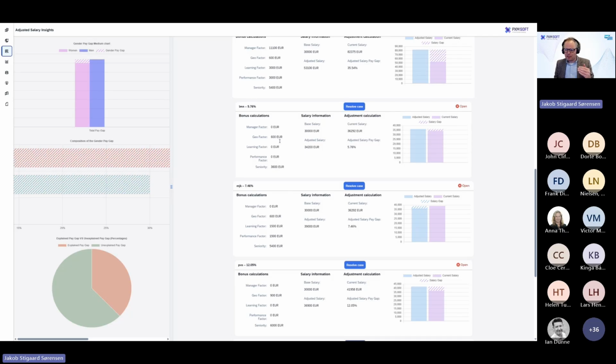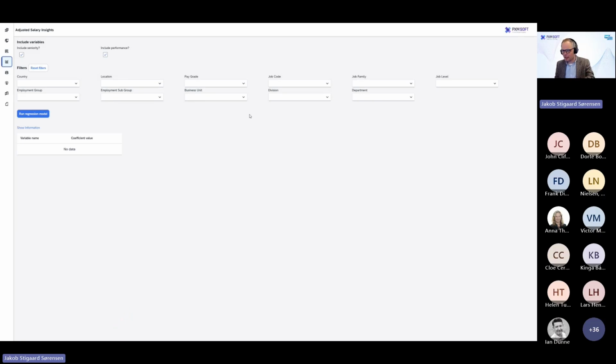The adjustment factors are the element where you make sure that you move from the unadjusted to the adjusted. There is an admin interface to this. We won't go into that today, but largely the application can retrieve those adjustment factors based on the data that you have in your system. So we have a regression analysis aligned with the requirements of the legislation that allows you to drill into the data that you have.